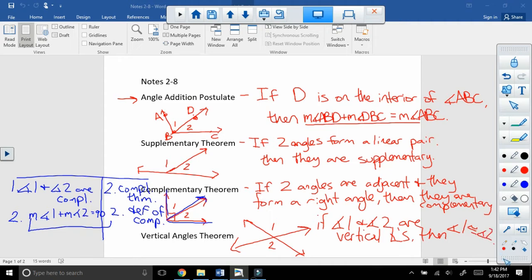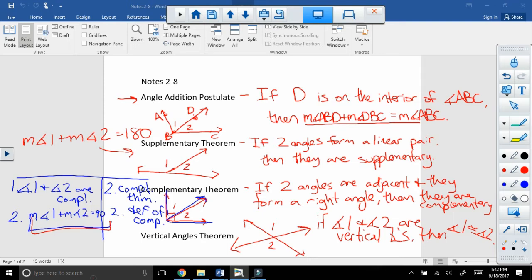And what each of these would allow you to do is come up with some sort of equation, because if they're congruent, that means they're equal, or if they're complementary, that means that they add up to 90, or if they're supplementary, that would let you know that those angles add up to be 180. So we're going to come up with an equation, then we'll be substituting things in, and then we'll be solving for whatever they're asking us to solve for.